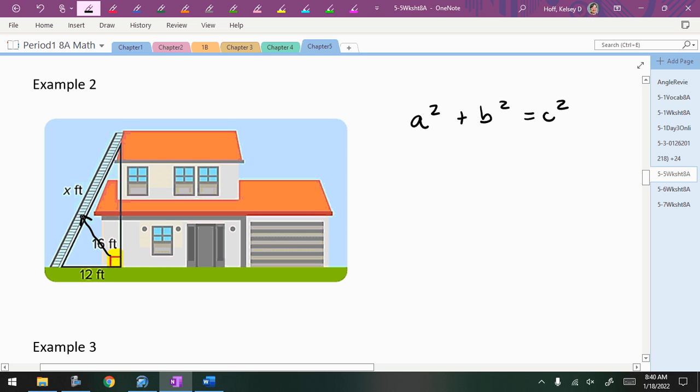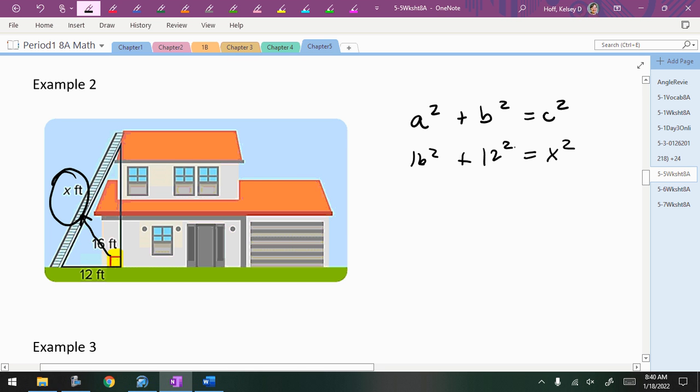What is your hypotenuse in this triangle? X. What letter, A, B, or C, is your hypotenuse? C. It's always C. So instead of C squared, we're going to have X squared. What number are you going to plug in for A? 16. Okay, so we have 16 squared. And what are you going to plug in for B? 12 squared.